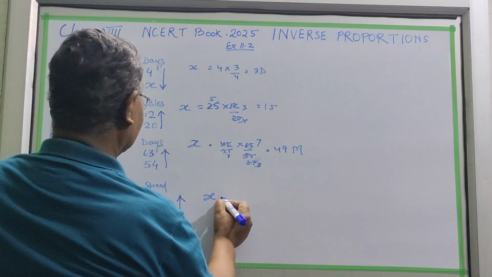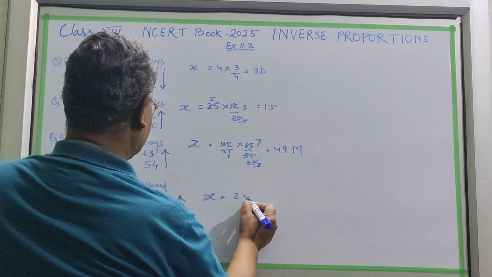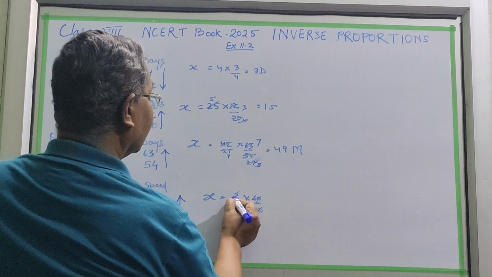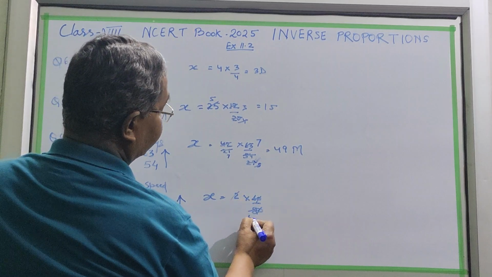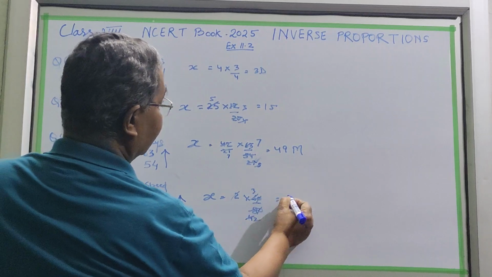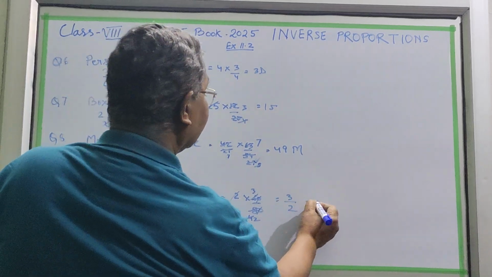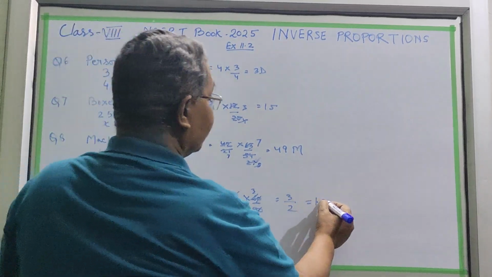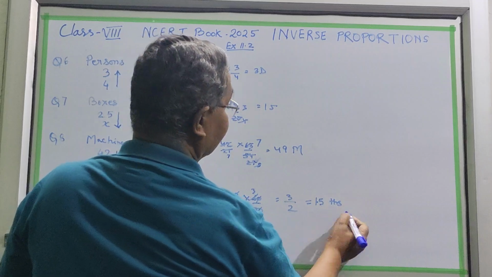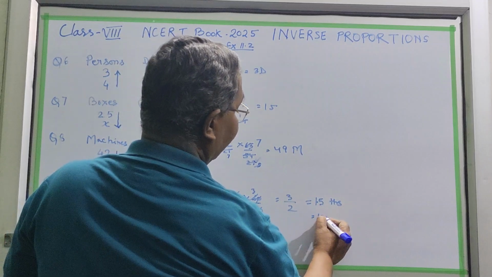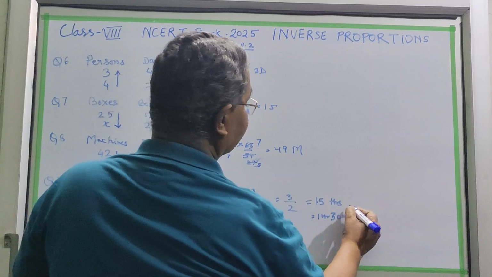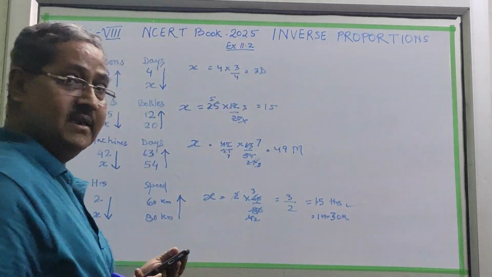Means x is equal to 2 into 60 upon 80. 2 4s are 8. Then 2 and it comes to 3 upon 2, which is equal to 1.5 hours. You can also write 1 hour and 30 minutes, but this one is your answer.